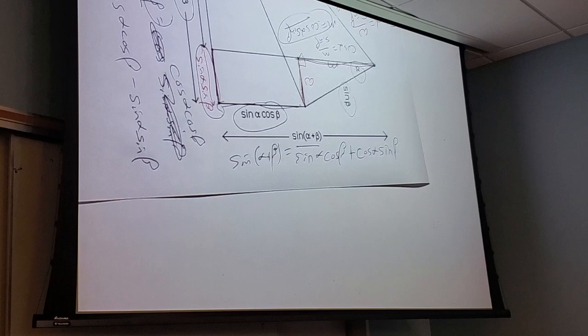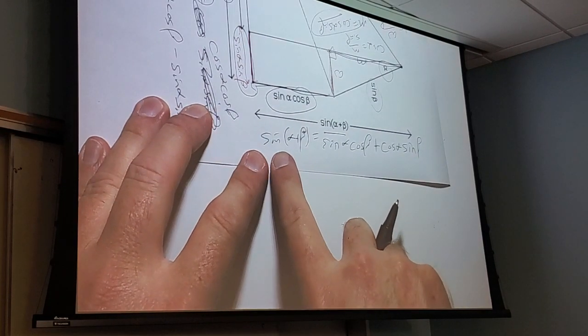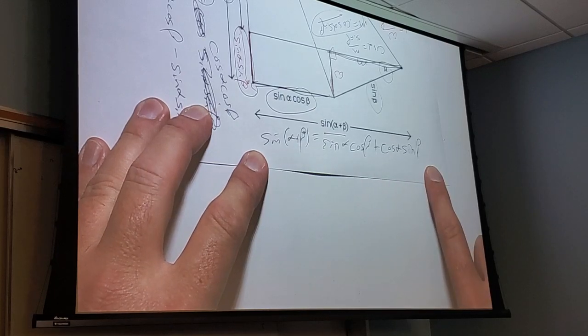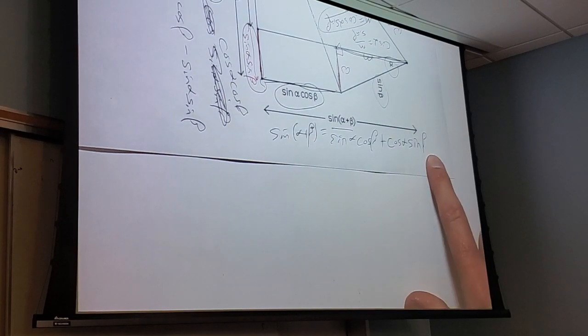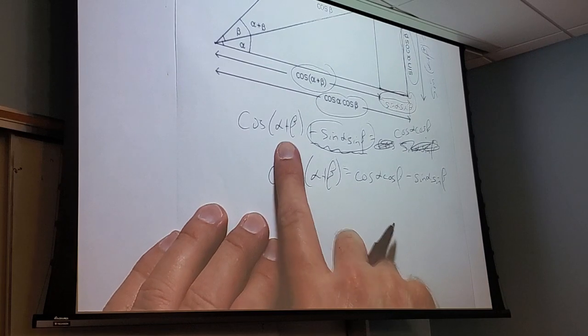Oh my God. Okay. I love you guys. We're basically done, believe it or not. We just got expressions for sine of alpha plus beta. We know what it is in terms of the alpha and the beta. And cosine of alpha plus beta, we know what that is.